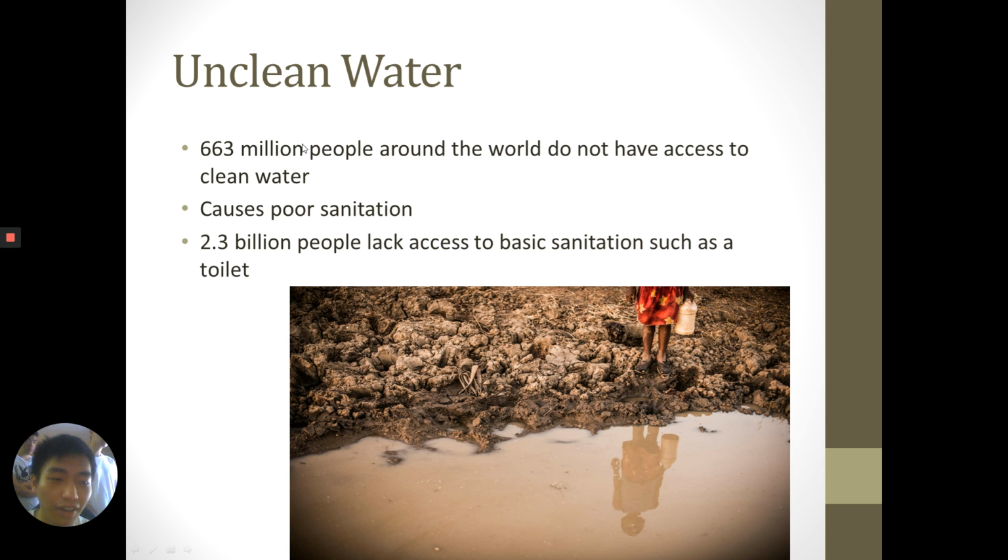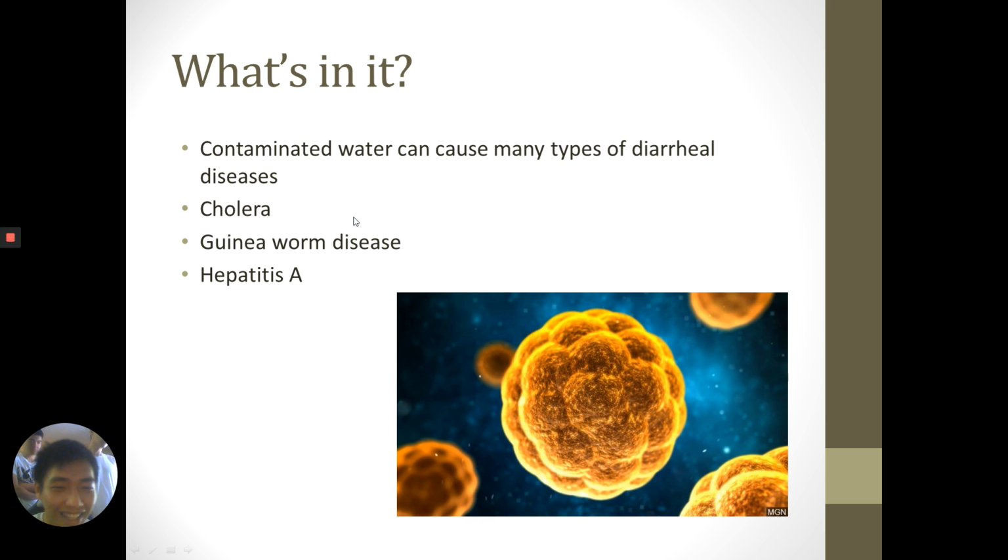66.3 million people around the world do not have access to clean water, which is a lot of people. It directly causes poor sanitation because you need water to improve sanitation. And 2.3 billion people lack access to basic sanitation, such as a toilet, which is essential to keep disease out of the way. And what's in unclean water?